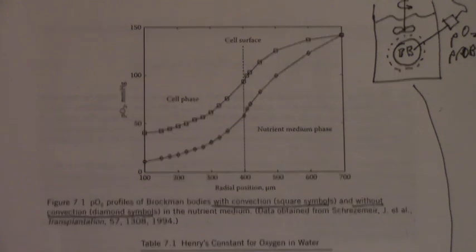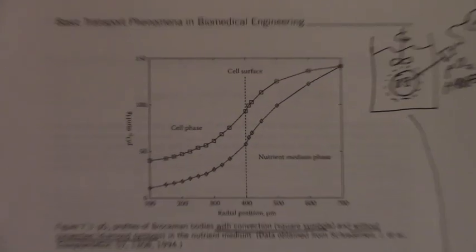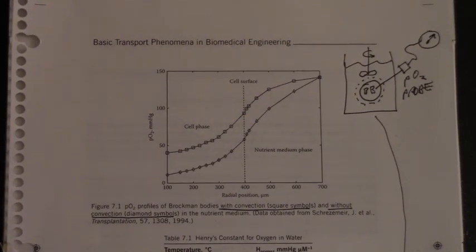Now, we're pretty sophisticated organisms in terms of how we transport oxygen throughout our body, and if it was just by diffusion alone, we wouldn't be able to exist. Oxygen can only diffuse a couple hundred microns from its source before the cells would totally consume that oxygen. And this is shown in figure 7.1.